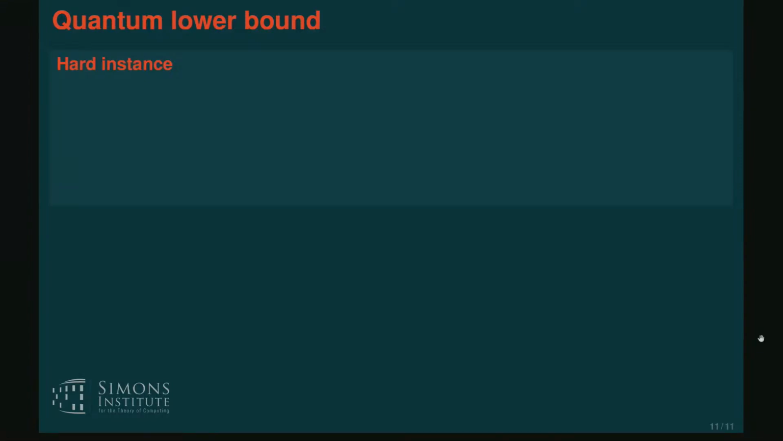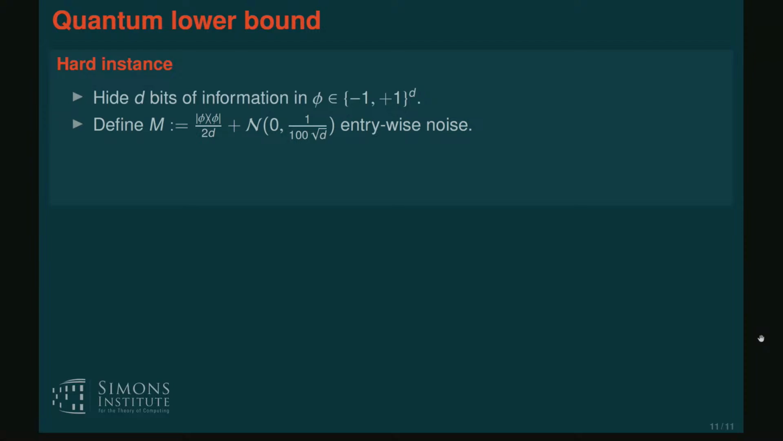And for this, I will define a hard instance, for which it's hard to learn the top eigenvector. And the idea is that I want to hide d bits of information in the top eigenvector. So I pick a uniform random vector with plus minus signs for all the d coordinates. And I define a matrix, which is just this vector outer product. So it's a rank 1 matrix divided by 2d, so it's normalized. So the first part has operator norm at most a half. And I add some noise entry-wise.